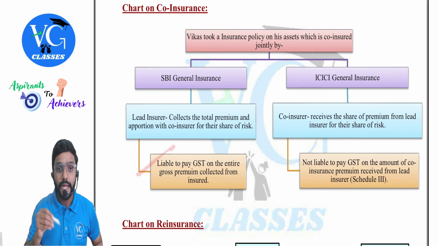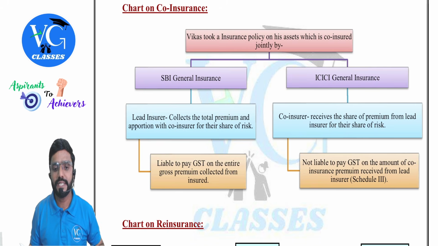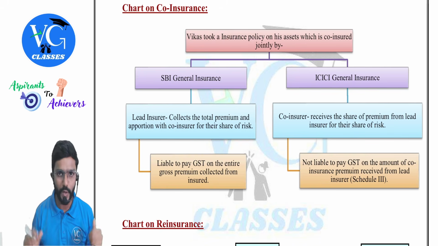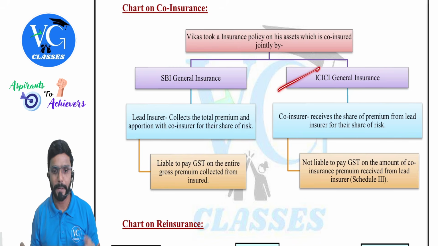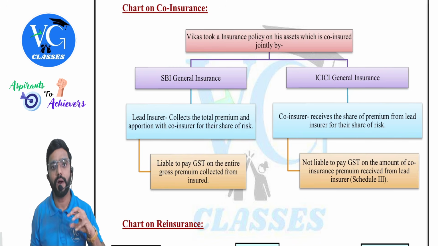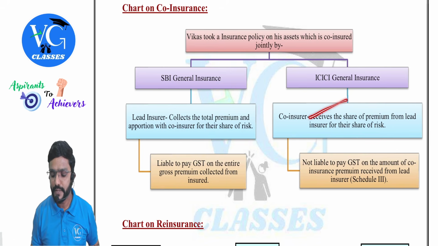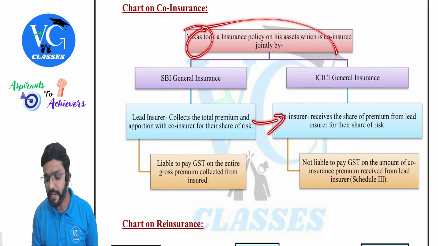Now, SBI is liable to pay GST on the entire gross premium, whatever they have collected from the insured, that is Vikas. Coming to ICICI, the co-insurer, who has jointly accepted the risk, receives the share of premium from whom? The lead insurer. Will Vikas pay to ICICI directly?